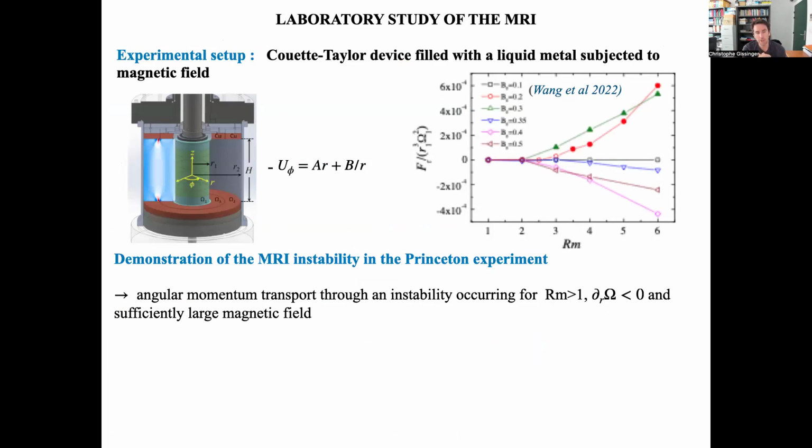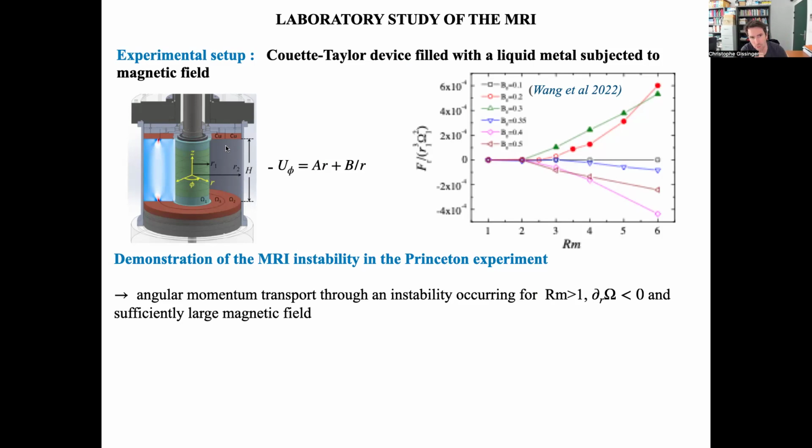So when you want to model an accretion disk in the lab, a very good candidate for that is the Couette-Taylor device, which is shown here. Basically, you have two concentric cylinders that can be rotated independently. And in the space between your two cylinders, you fill that with a conducting fluid. There are several choices for the fluid you will use in this experiment. In this case, the inner cylinder will represent the inner part of the accretion disk, and the outer cylinder, which is also rotating, will represent the outer part of the disk.